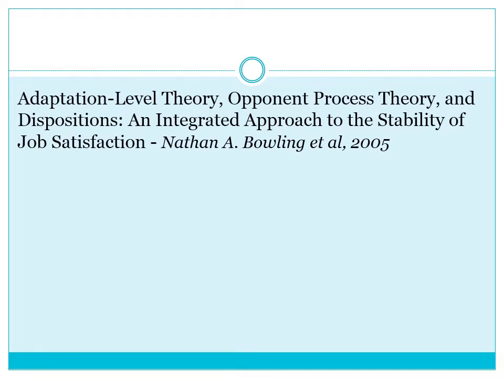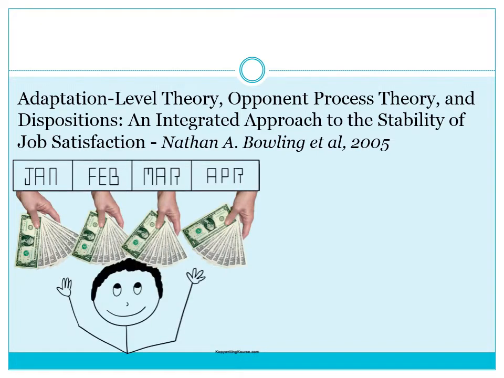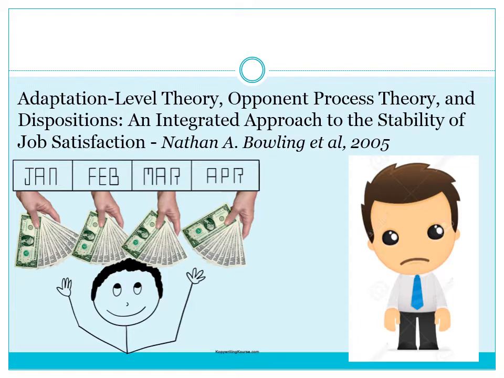The second paper is Adaptation Level Theory, Opponent Process Theory, and Disposition: An Integrated Approach to the Stability of Job Satisfaction from Nathan Bowling. Research suggests that the stability of job satisfaction is partially the result of disposition. Opponent process theory and adaptation level theory are alternative explanations of this stability that explain how environmental effects on job satisfaction dissipate across time.